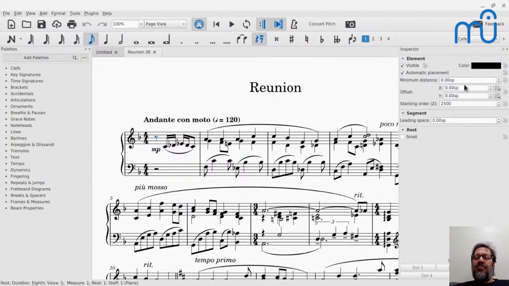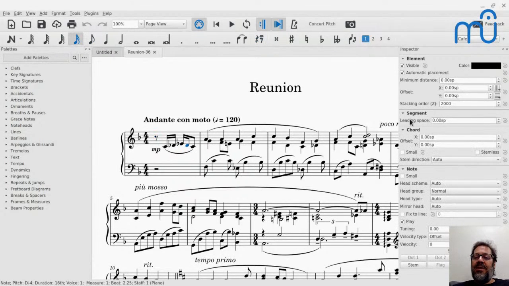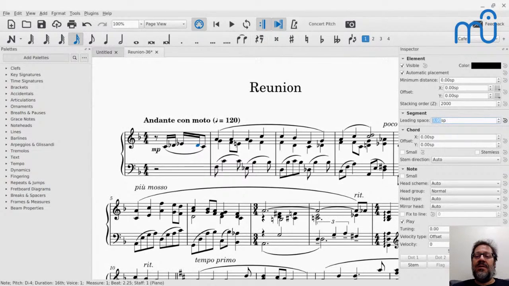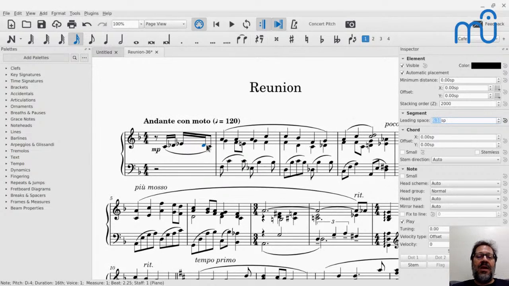So that unit of measurement is used everywhere, as I said. Like you can look in all sorts of places, like with a note selected. Let me select this D flat here. You'll see that there's a leading space adjustment here. This is how much extra space to add in front of that note, and it's measured in that same unit of spadian. So as I increase that, you'll see that note is getting further away.